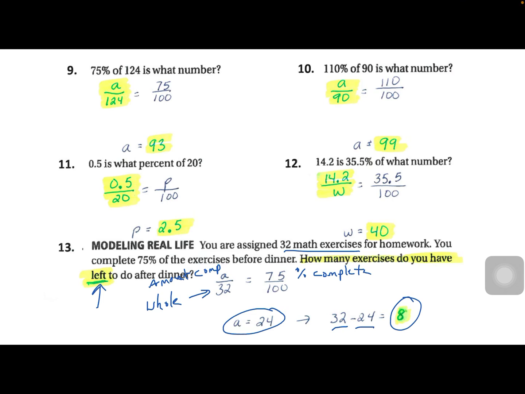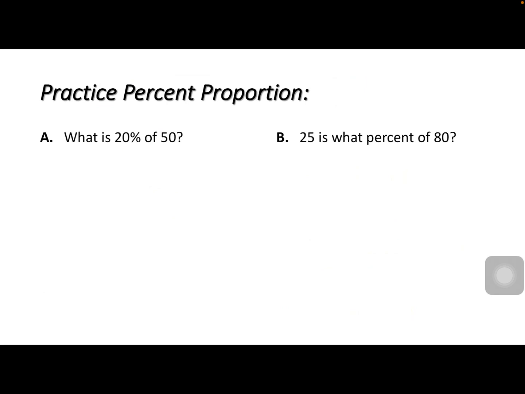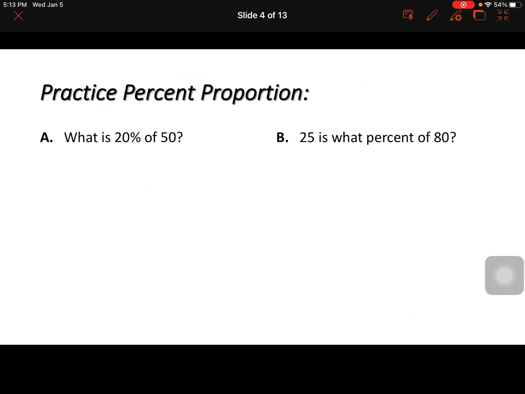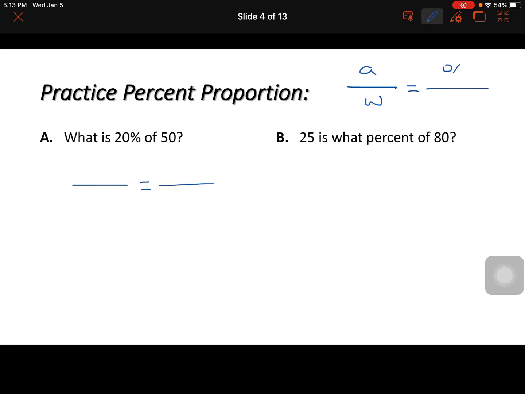Okay, so now what we are going to do is take a quick look, and let's just practice. On the back, flip your paper over from last night, and let's practice. Let's do a couple more questions, just make sure we set these up correctly. As we do these, we're going to go A, and then W, percent over 100, and this is your is, this is your of, and this is your percent, obviously over 100, which is our letter P.